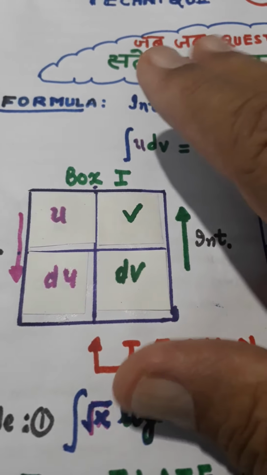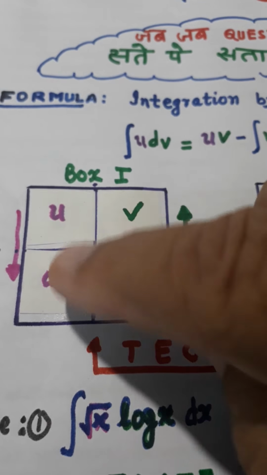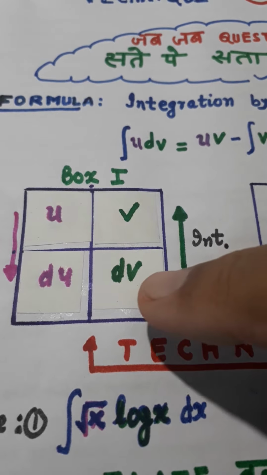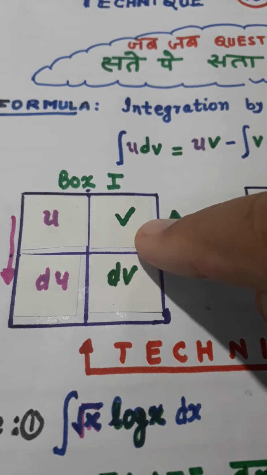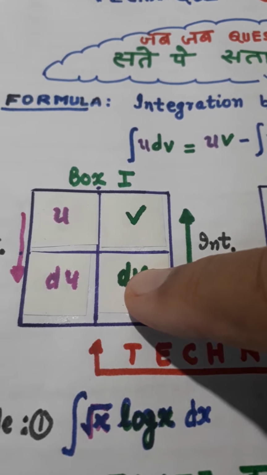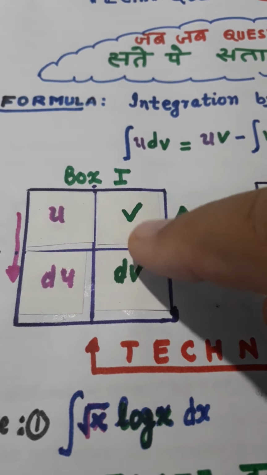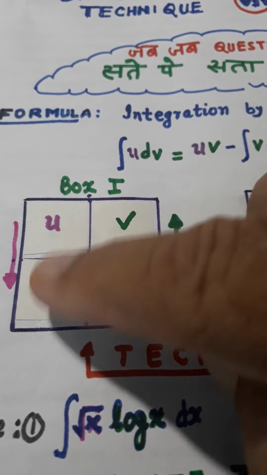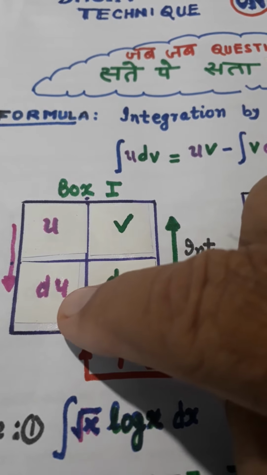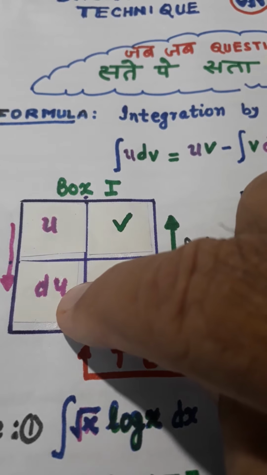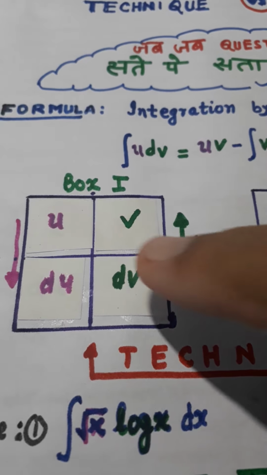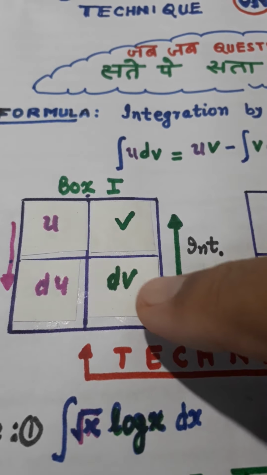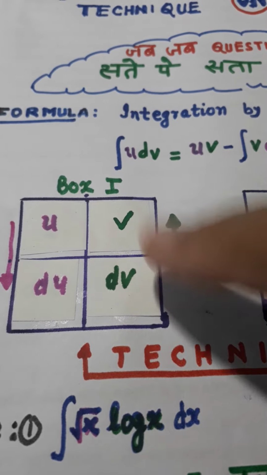Now u का डिफरेंशिएशन करना है, dv का इंटीग्रेशन करना है. जब dv का इंटीग्रेशन करेंगे, डिफरेंशिएशन खत्म हो जाएगा, v रह जाएगा. जब u का डिफरेंशिएशन करेंगे, d इसके साथ लग जाएगा, डिफरेंशिएशन ऑफ u. So the derivative of u goes here. So we have to go both ways: we have to differentiate u, and we have to integrate dv.